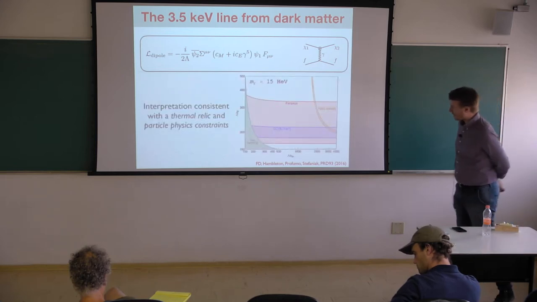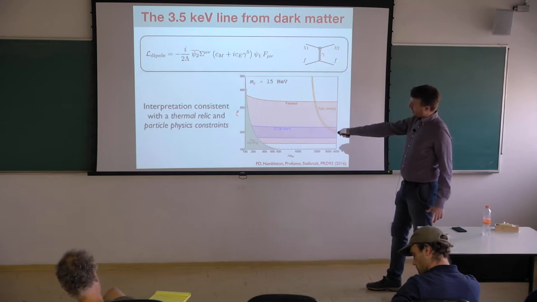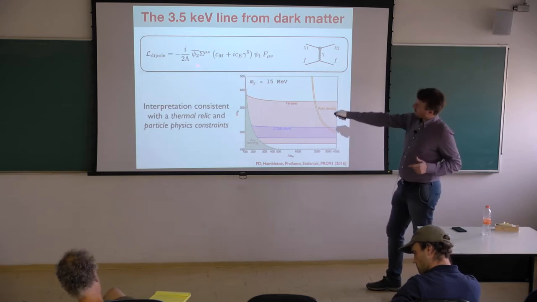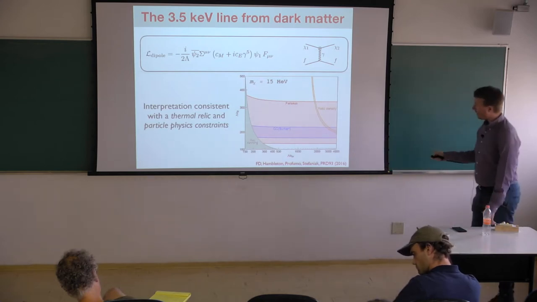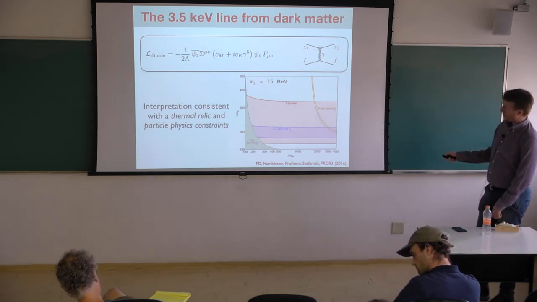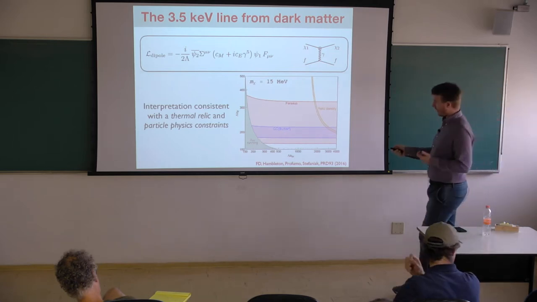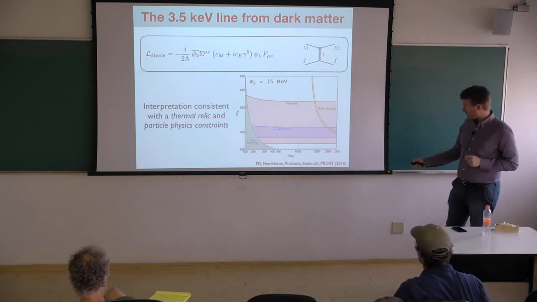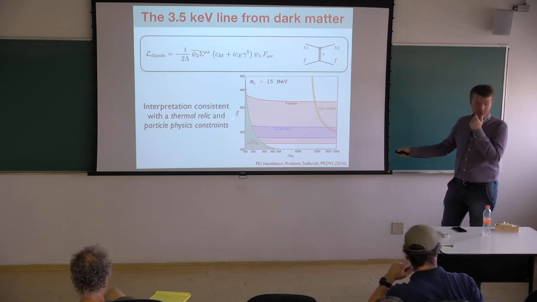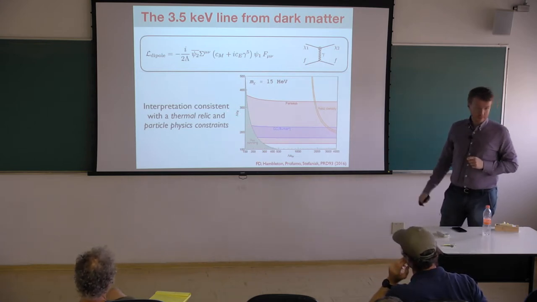And here I have the inverse coefficient of the electric dipole moment, so lambda over C. Here I have lambda over C_m. And in this plane, I show you the bands where you have the flux that you need for the 3.5 keV line. So what units are these? GeV, sorry. It's lambda over C, so it's the cutoff of the operator over the coefficient, so it's a GeV.